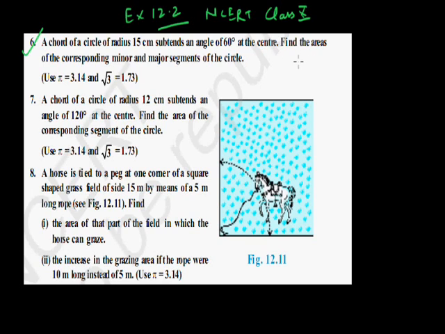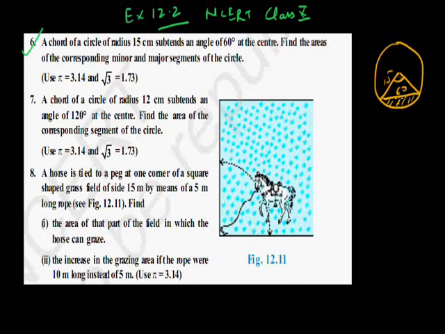It says a chord of a circle of radius 15 cm. Let's draw a circle. Let this be radius 15 cm, subtending an angle of 60 degrees at the center. Let's say this is 60 degrees, and this is the chord. Now, this part is called the minor segment, and the remaining part except this part is called the major segment.